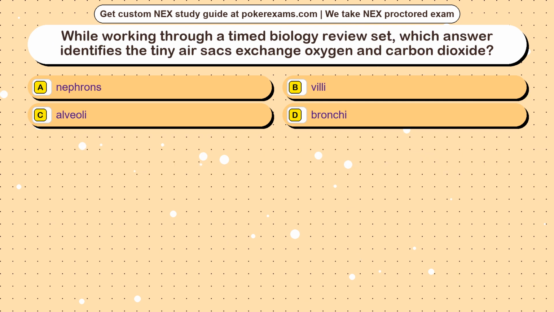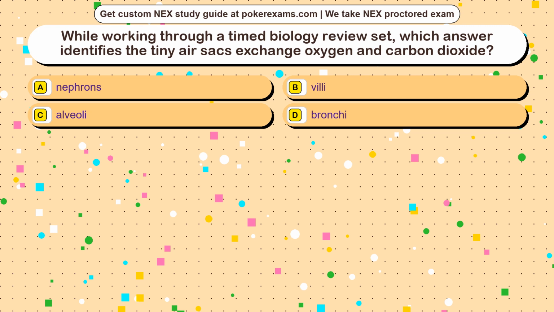Question 8. While working through a timed biology review set, which answer identifies the tiny air sacs that exchange oxygen and carbon dioxide? Option A, nephrons. Option B, villi. Option C, alveoli. Option D, bronchi.